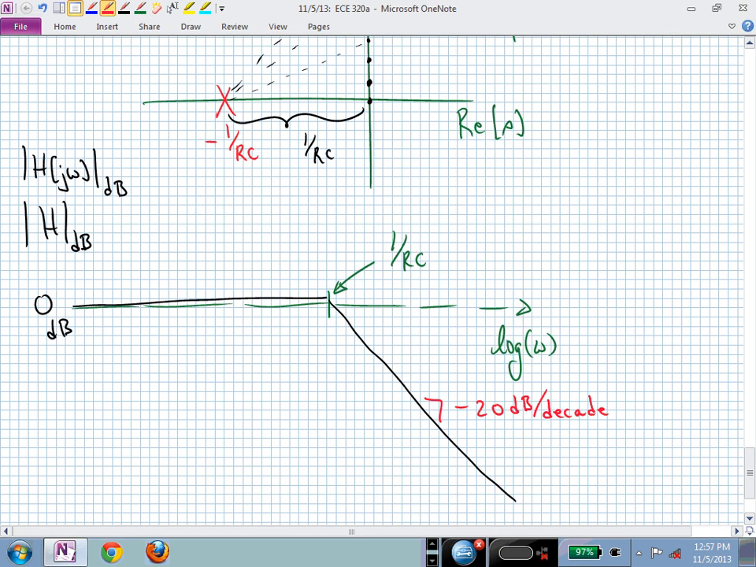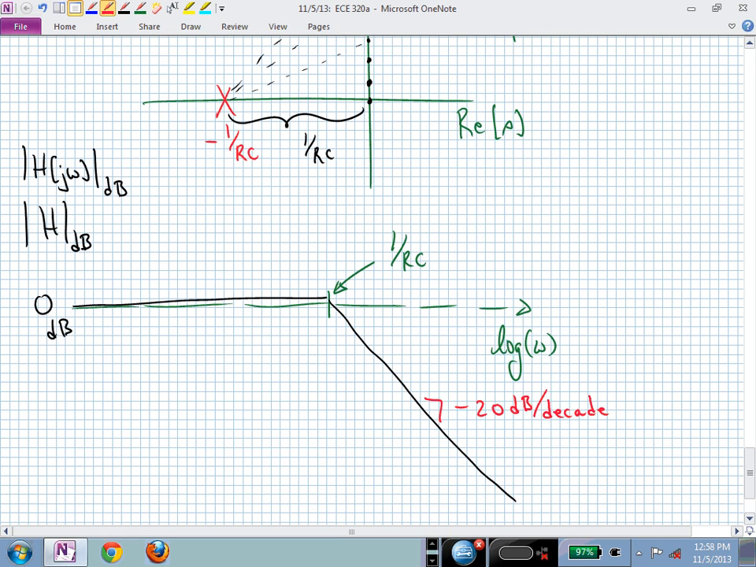Well, that's on a log scale. I go from 1 to 10, that's 1 decade. So it's a factor of 10 for decades. 10 to 100 is another decade. So I've gone 2 decades, 2 factors of 10 from 1. 2 times minus 20, so I'm down minus 40 dB at omega equal to 100. That's how you can interpret this particular Bode plot as far as the magnitude response.